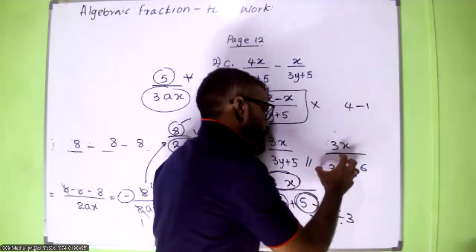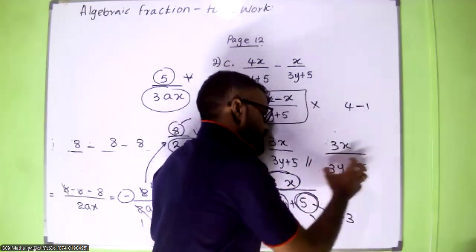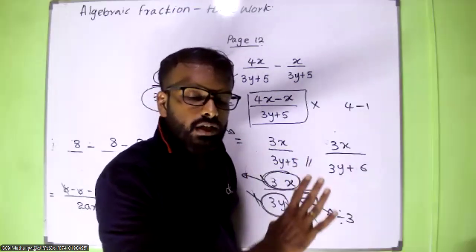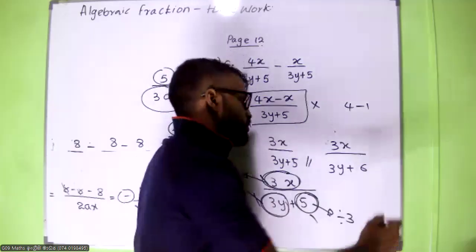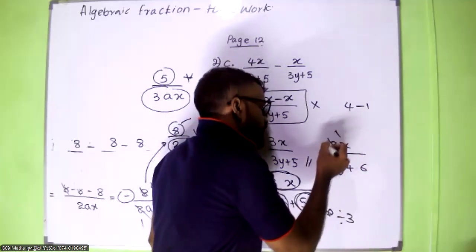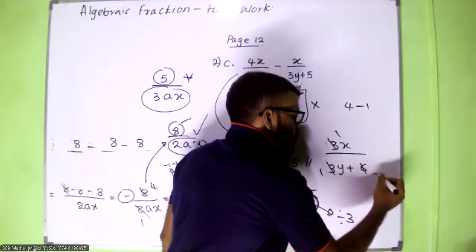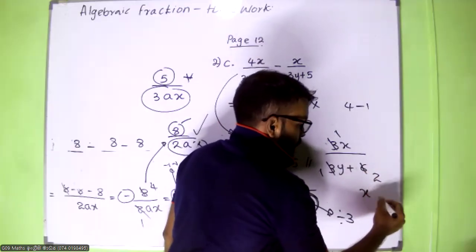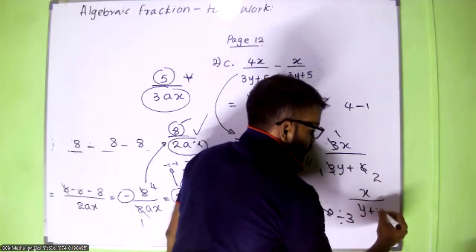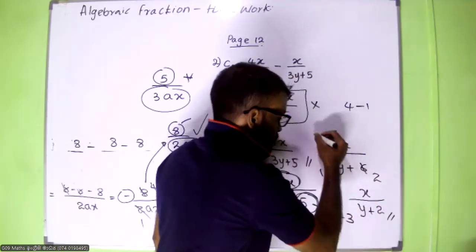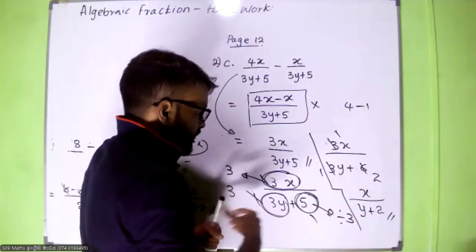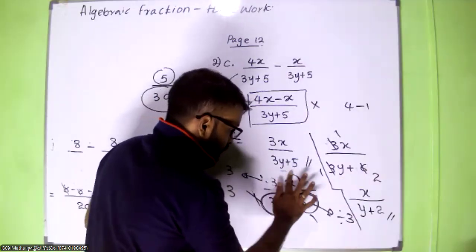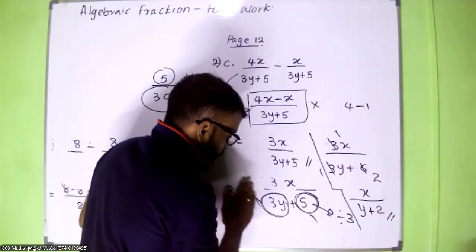Right? This term, and this term. All the 3 terms have the same common factor, which is 3. So you can simplify. 3 times 1, 3 times 1, 3 times 2. Right? x upon y plus 2. If it is something like this. But if it is something like this, you cannot simplify.